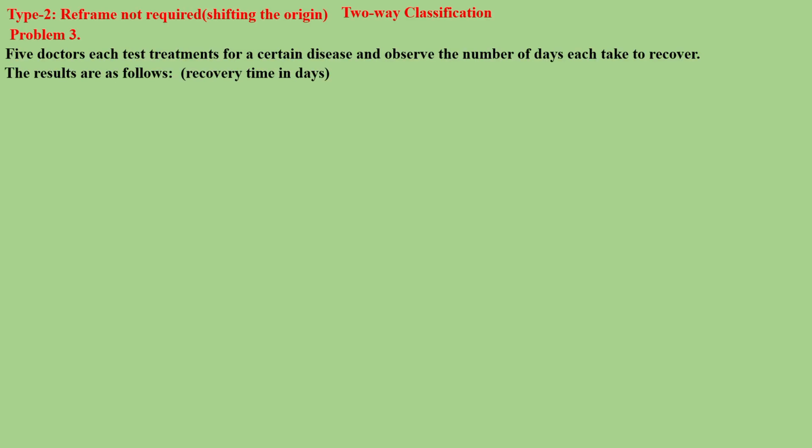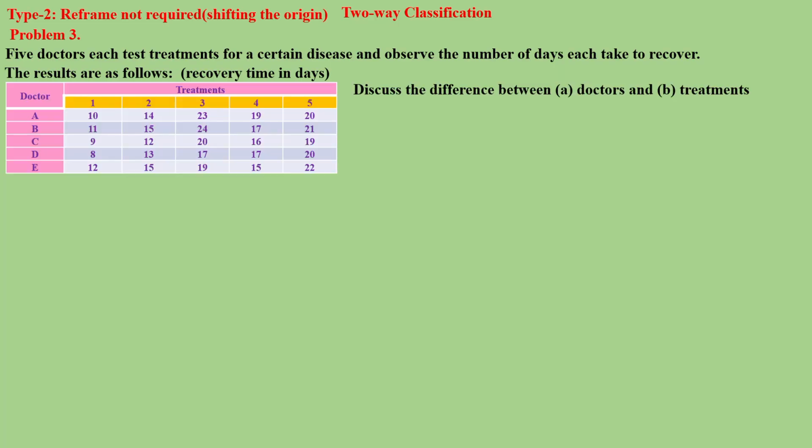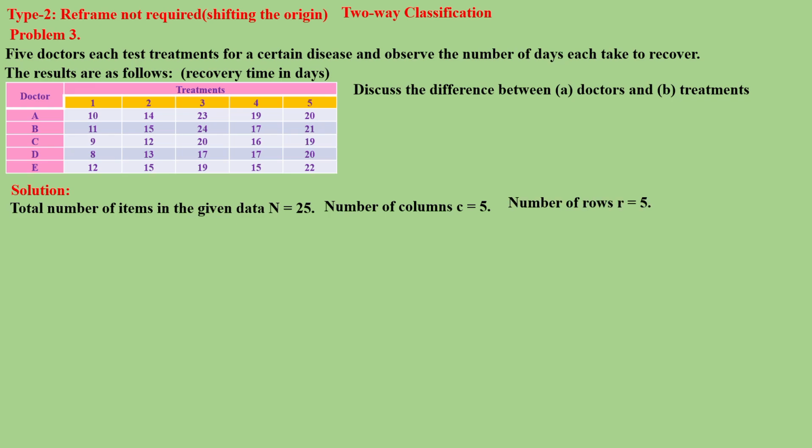Next problem. 5 doctors each test treatments for a certain disease and observe the number of days each takes to recover. The results are as follows. Recovery time in days. Discuss the difference between doctors and treatments. So here the total number of items in the given data, n, is equal to 25. Number of columns, that is treatments, is 5. Number of rows, that is doctors, is equal to 5.